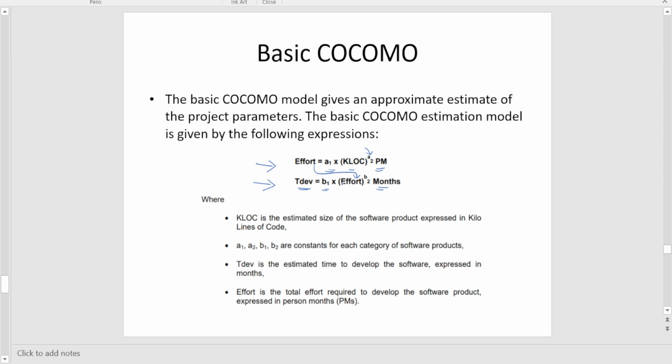Months is the unit of development time. Okay, so these are given, where various values have been explained also. Now, what are these values? A1, A2, B1, B2 are coefficients, and I have explained that these coefficients are dependent on the projects, and we have studied the projects also.